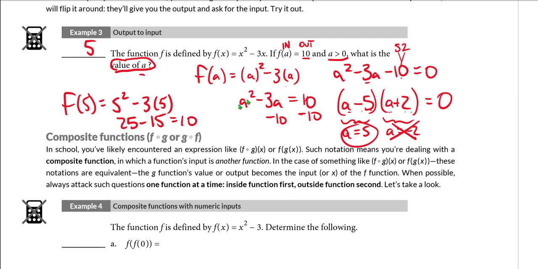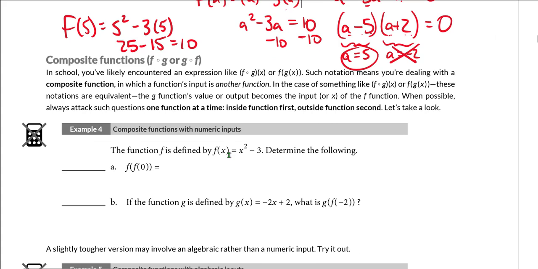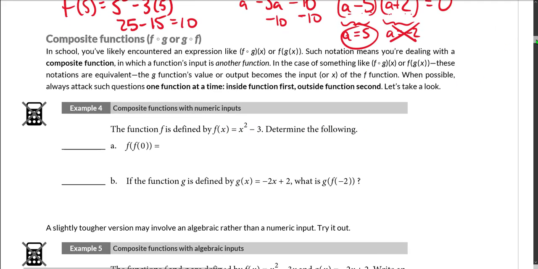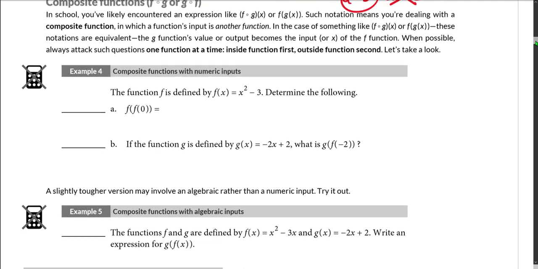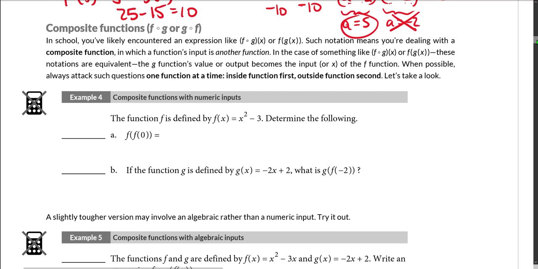And of course, that equals 10, which is what we were supposed to get. So all looks good there. In terms of composite functions, yet another way that College Board will test functions. Composite functions, again, these can be a little bit tricky for students who aren't extremely familiar with functions.